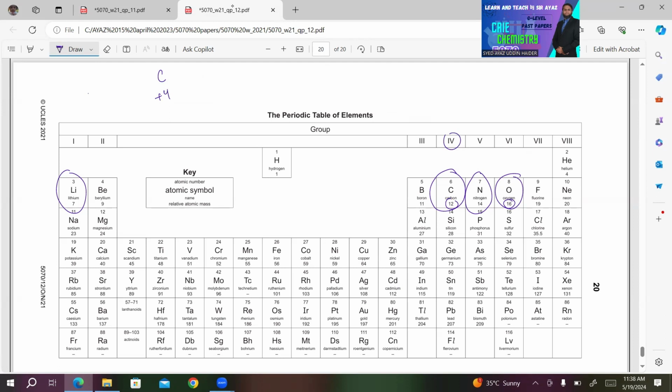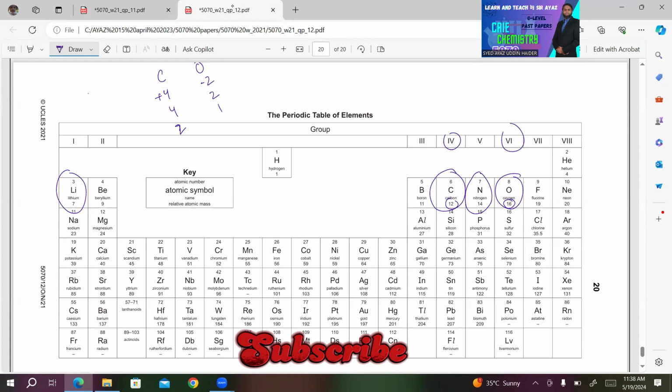And oxygen, it's in group 6. Valency of oxygen is -2. So ignore the charges. 4, 2. These numbers can be simplified. 2 is the smallest number. But for carbon, you will get 2. Oxygen, you will get 1.